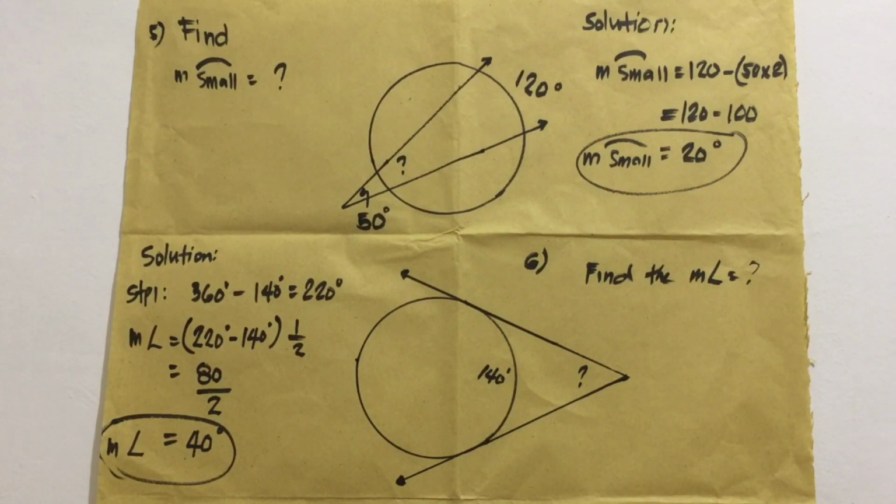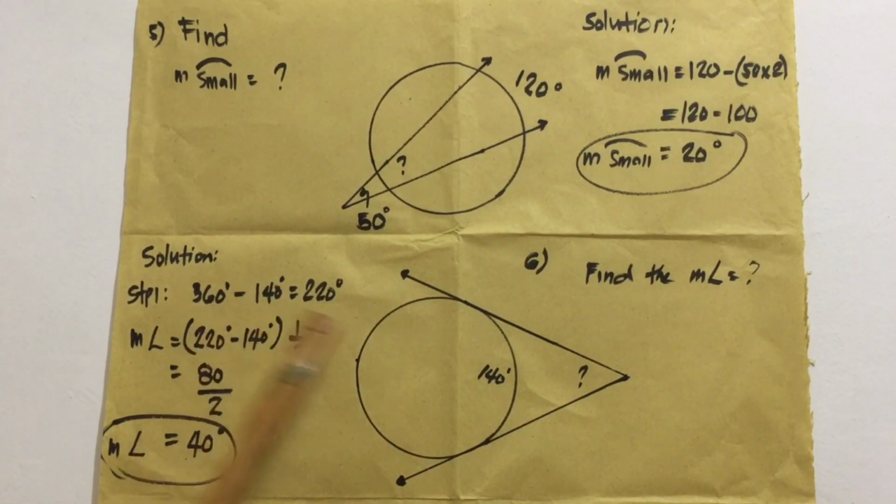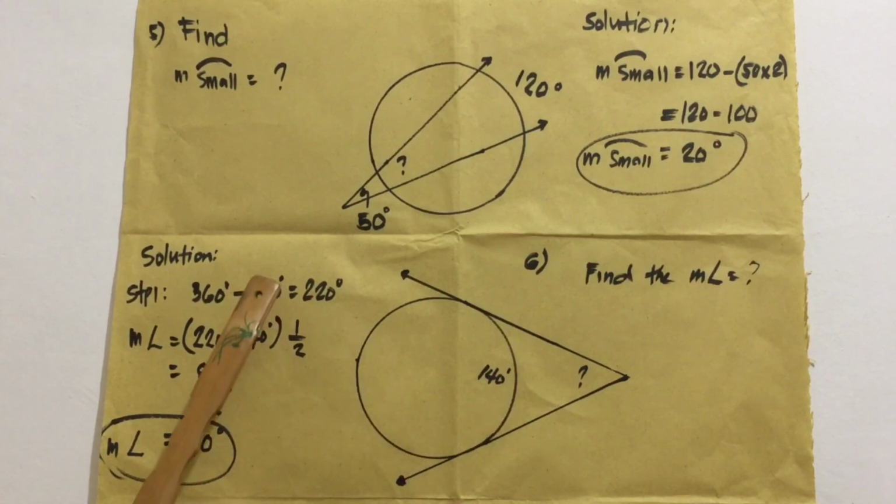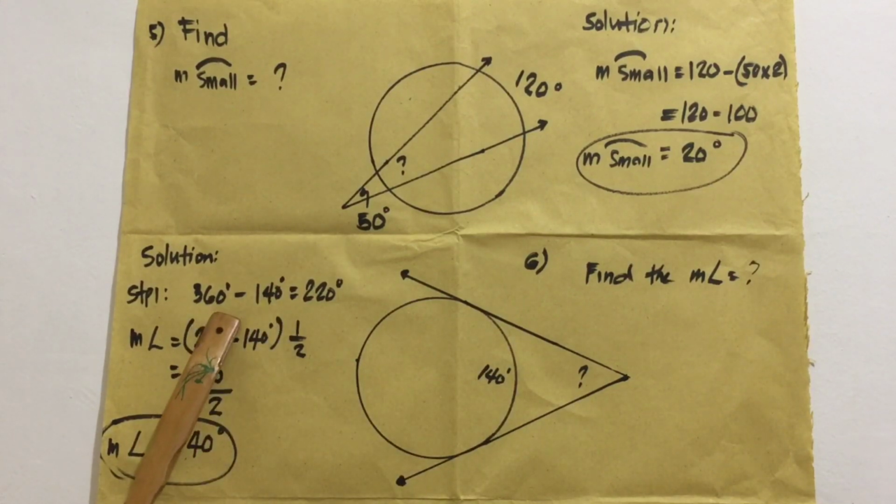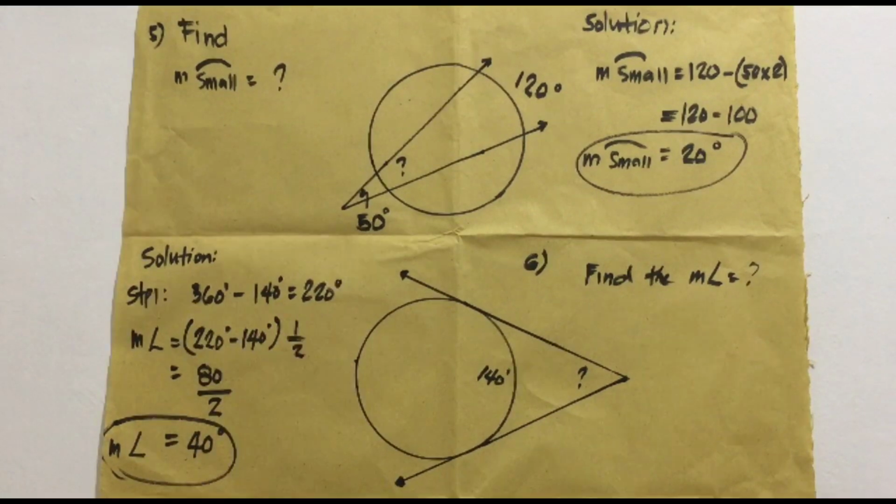The first step that we are going to do is, remember, one circle is 360 degrees, minus the small arc given here. That's why 360 minus 140 degrees equals 220. Then the next step is 220 minus 140 times 1/2 equals 80 divided by 2. Then 80 divided by 2 is equal to 40 degrees. So the angle now is 40 degrees.